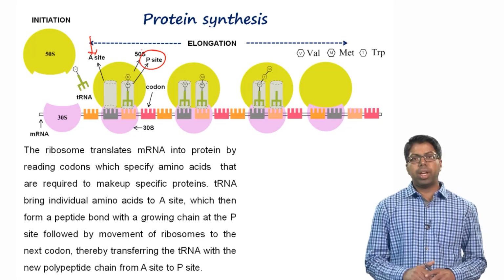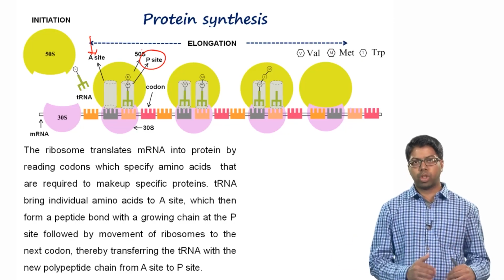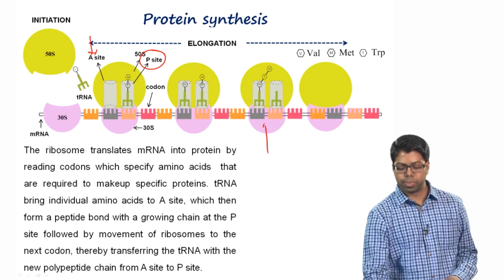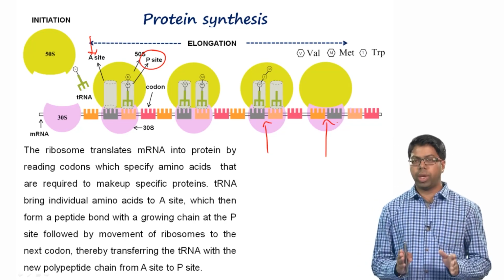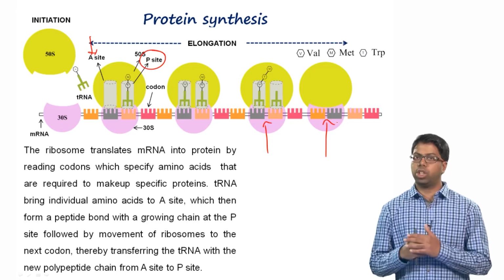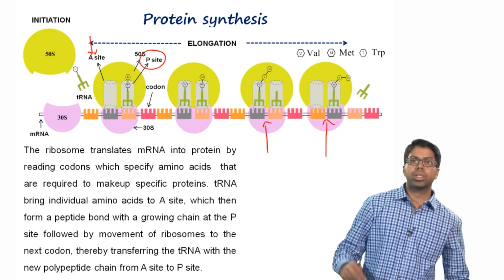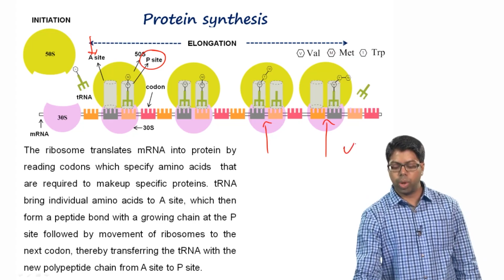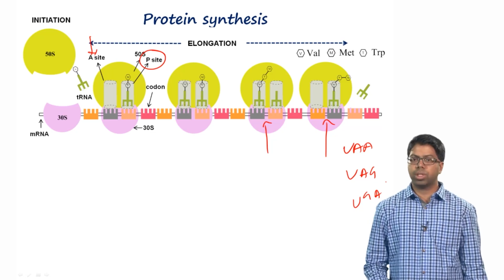Then the empty tRNA is released from the ribosome, and the ribosome moves from one codon to the next codon, thereby transferring the tRNA with the growing polypeptide chain from the A site to the P site. This process continues until the ribosome encounters a stop codon such as UAA, UAG and UGA that signals the end of protein synthesis.